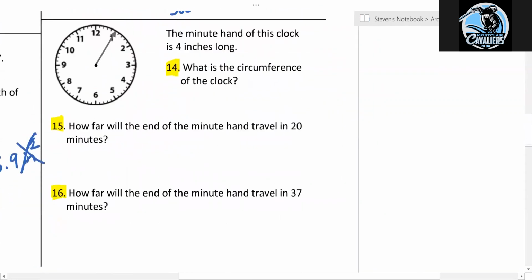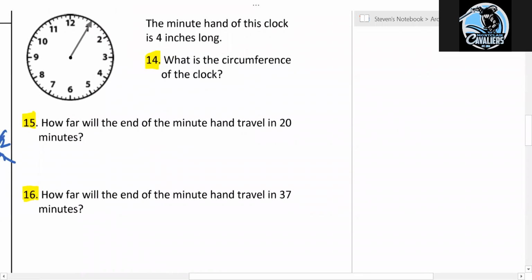All right, let's move on. Number 14, these can be kind of tough, so I wanted to review these ones with you. It says, what's the circumference of the clock? That's not area, that's circumference. It directly says circumference, so that's how I know. The clock is circular, so the circumference is pi times diameter. It's not asking for a portion, it just says the full circumference of the clock.